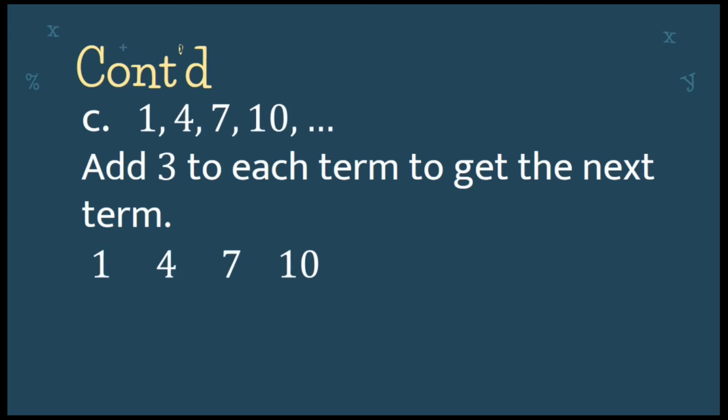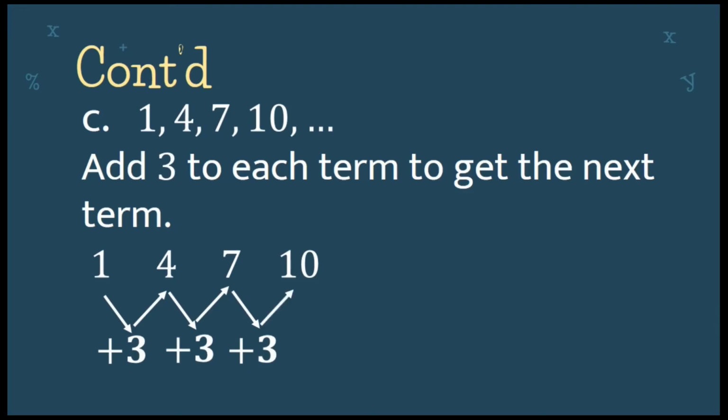So these are the set of numbers given to us. When I pick the first term and I add the number 3, it will produce the next number, 4. When I add the number 3 again to 4, it will produce the next number, 7. When I add the number 3 to 7, it will produce the next number, 10.